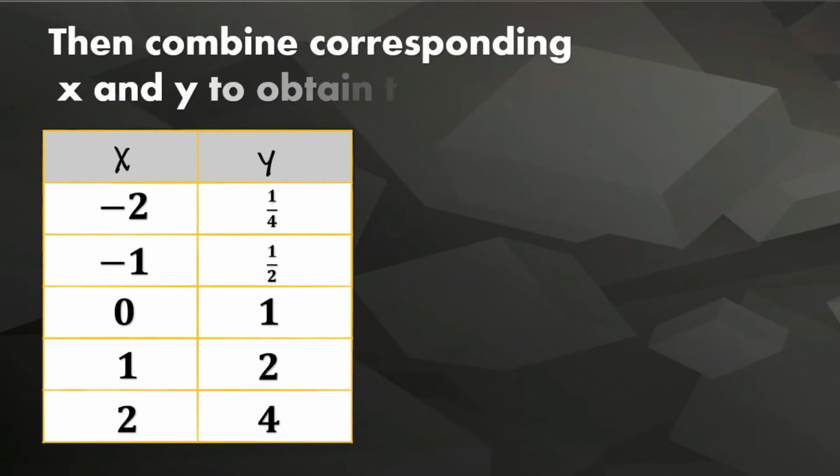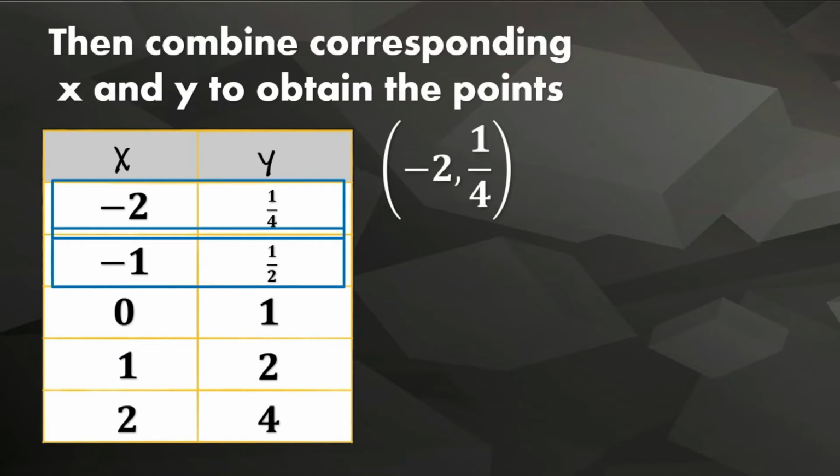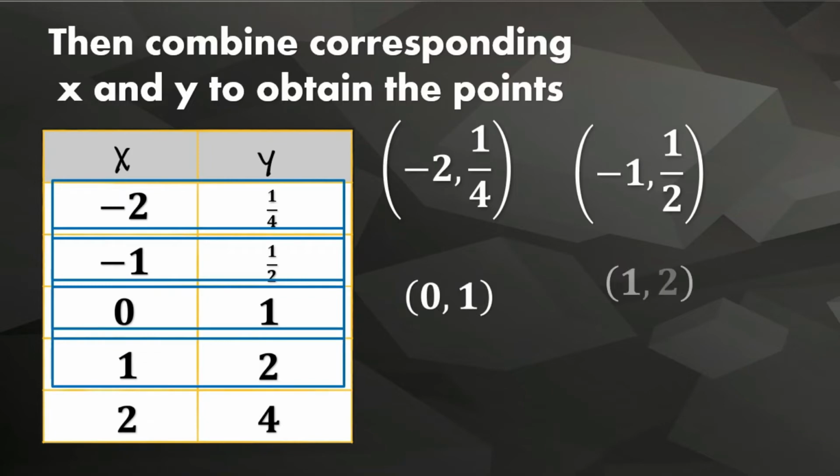So, dahil nakompleto na yung ating table, i-combine mo na yung mga corresponding x and y to obtain our points. Pag sinabing corresponding, yung magkakatapat. So, we will start on negative 2 and 1/4. I-combine mo lang sila. Lalagay mo lang sila sa parentheses like this. And then, negative 1 and 1/2. Next, 0, 1. 1, 2. 2, 4. So, yung mga points na yan, ang gagamitin natin mamaya sa graph.